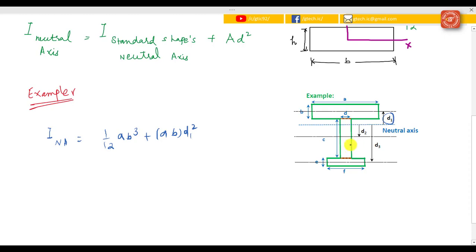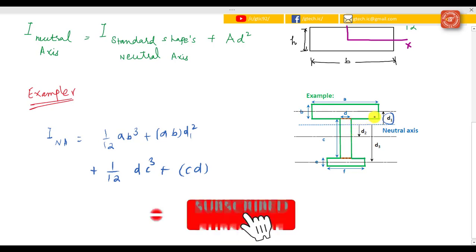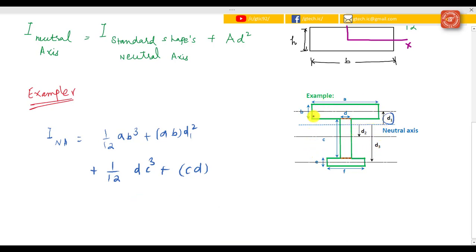And we will do the same thing for the next standard shape, which is this rectangle in the center. So that's going to be plus 1/12 base times height cubed. In this case the base is D and the height is C cubed, plus the area of this standard shape, that is C times D, times the distance from this standard shape's neutral axis to the neutral axis of the overall shape, that is D2 squared.